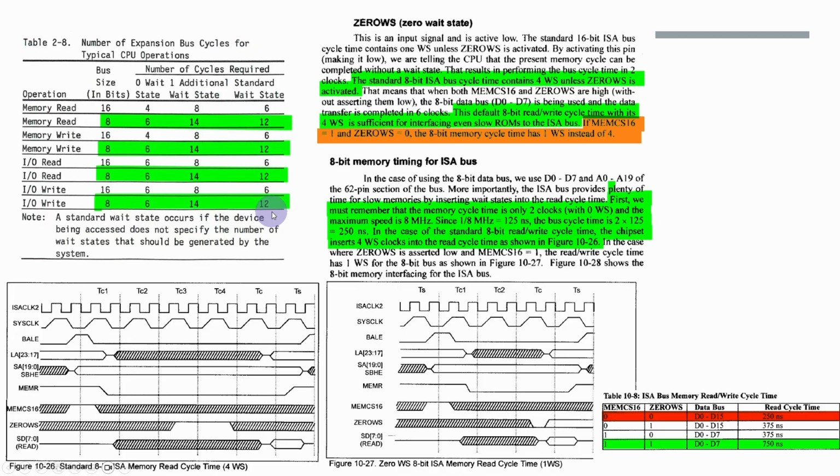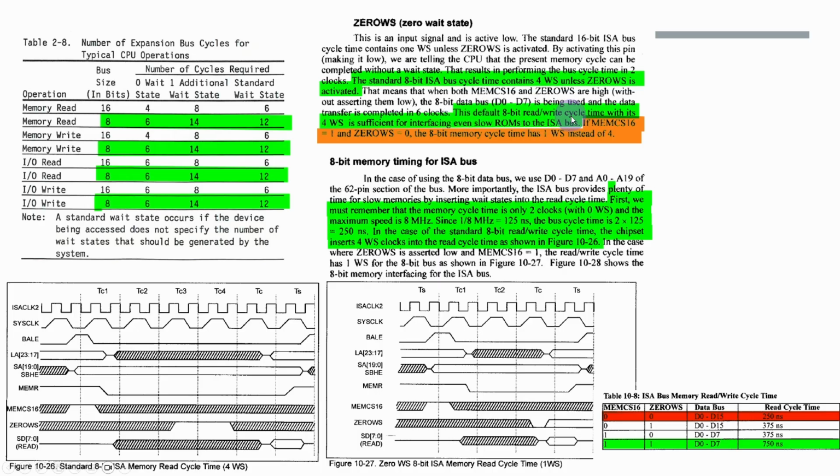So I started to look into this, and you can see over here there's a few bits that says the standard 8-bit ISA bus has 4 wait states unless the 0 wait state is activated, and the default 8-bit read time with its 4 wait states is sufficient for interfacing even slow ROMs to the ISA bus. So what I was thinking is perhaps the ROM chips on this VGA card are quite slow, and if we're trying to read them too quickly, that might be causing the problem.